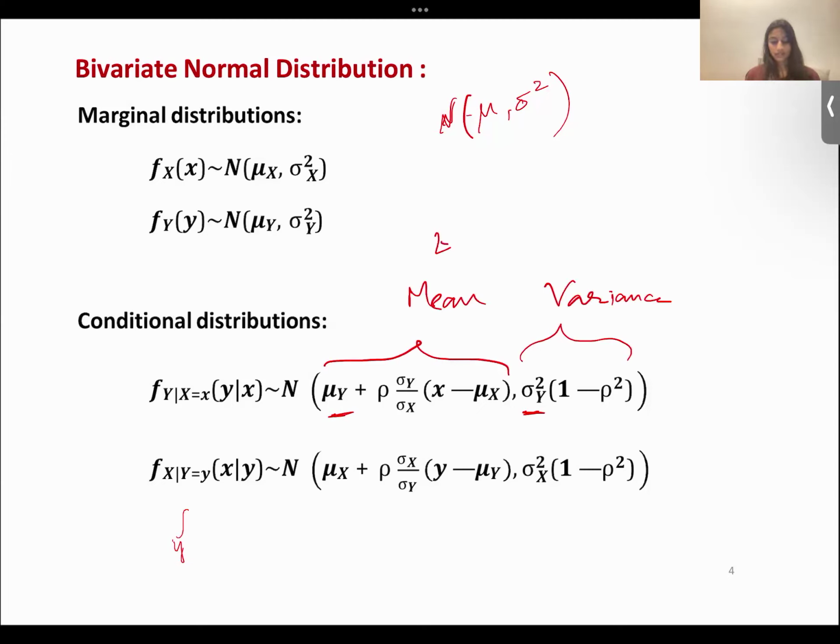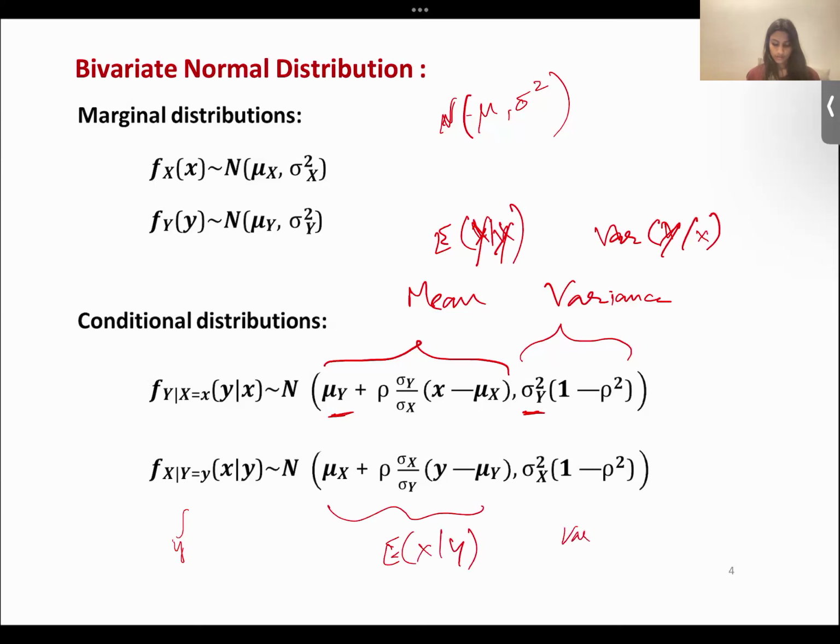The mean is also the expectation of x given y. And this is the variance of y given x, and the expectation of y given x. And this one would be the expectation of x given y and the variance of x given y. So you might have to remember these. We'll see how these are applied in some problems today.